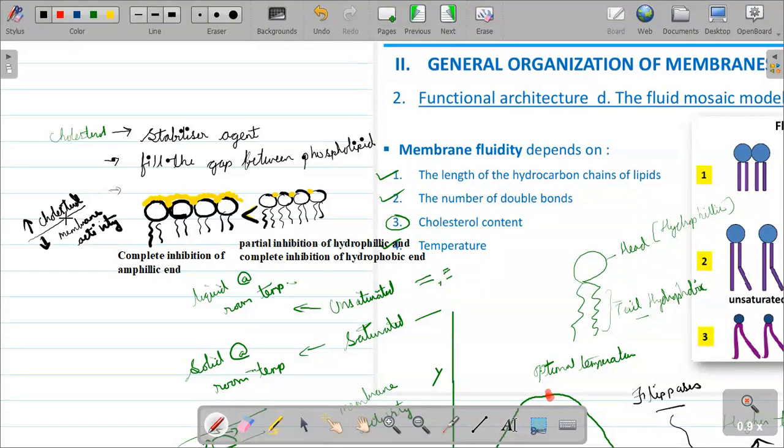My question is, which part of the plasma membrane is responsible for the dynamic nature or membrane fluidity? Option A, protein. Option B, lipids. Lipids, sir. Lipids only are responsible for their fluidity. Fluidity means the dynamic nature.